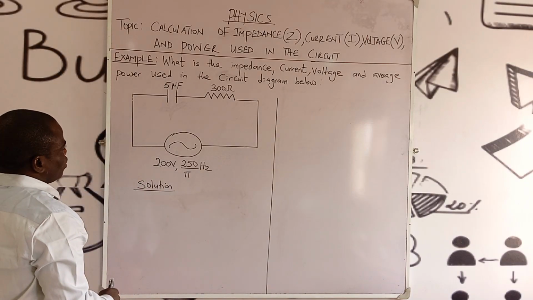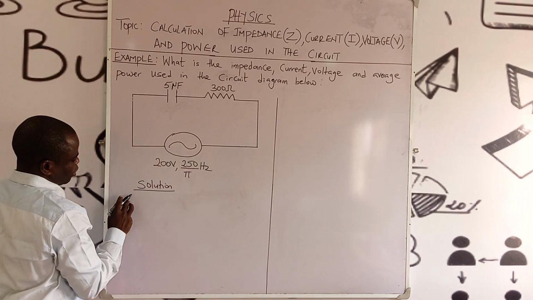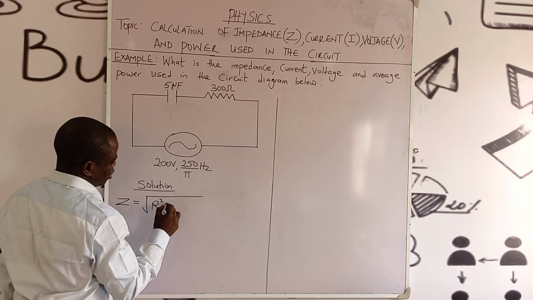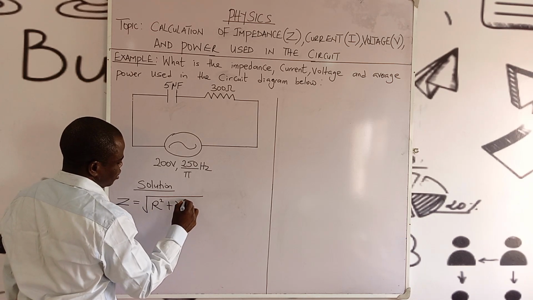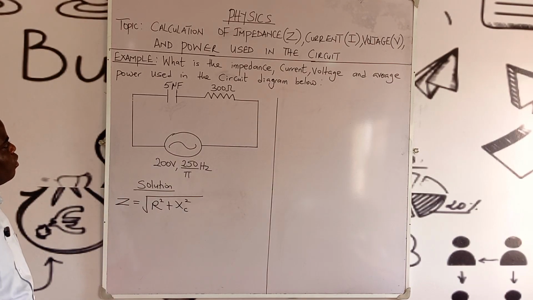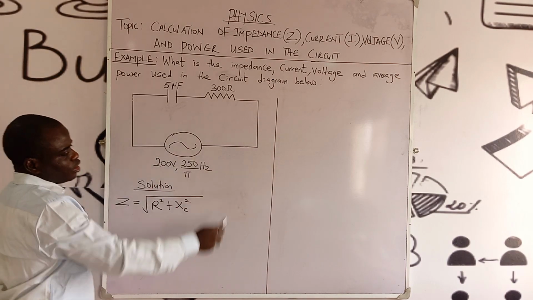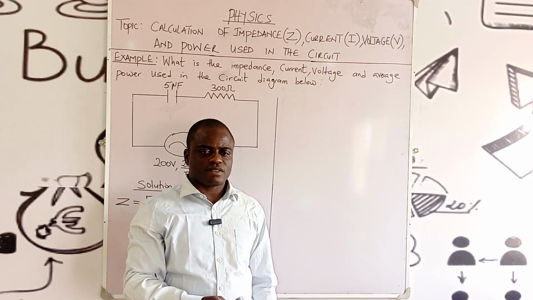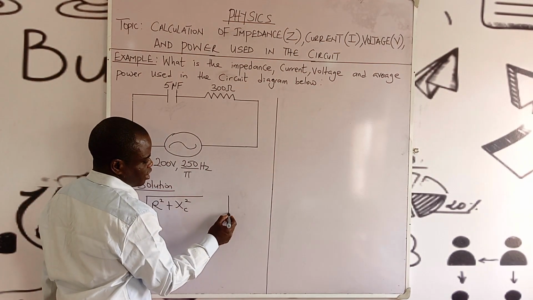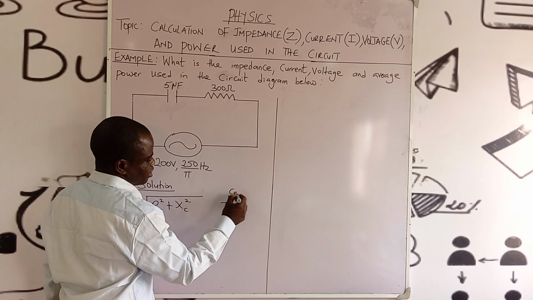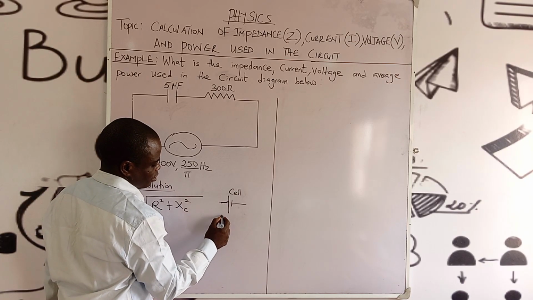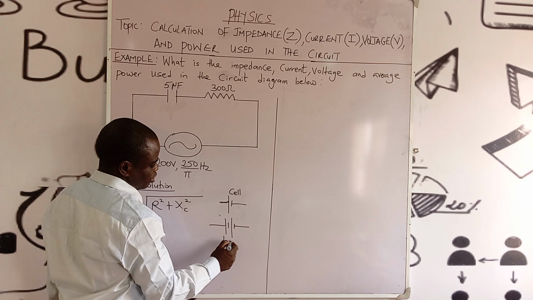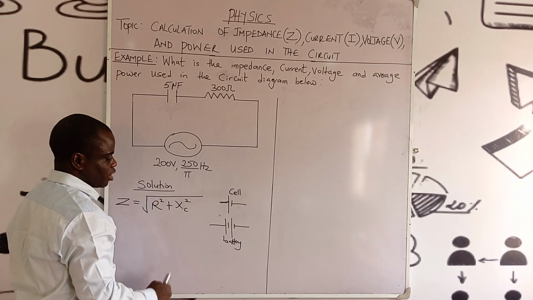And what we need to know about the formula for impedance: Z equals square root of R squared plus XC squared. You can see the capacitor. It has two long hands of the same length. That's a capacitor. If it is a cell, you have a long hand and a short hand. If it's a battery, it is a combination of cells to give us a battery. Okay, please let's take notes.